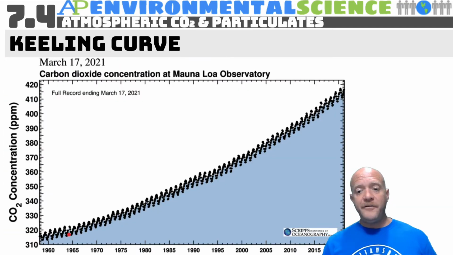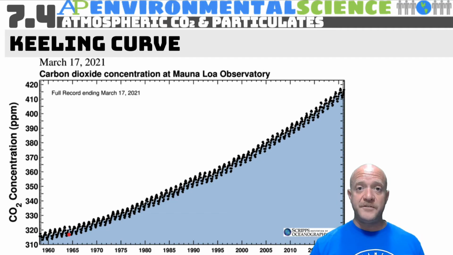And just to remind you, we have this Keeling curve, and this Keeling curve is taken at Mauna Loa Observatory in Hawaii, which is an area that's pretty secluded, and they can get accurate readings of carbon dioxide levels in the atmosphere. And this is like an average.